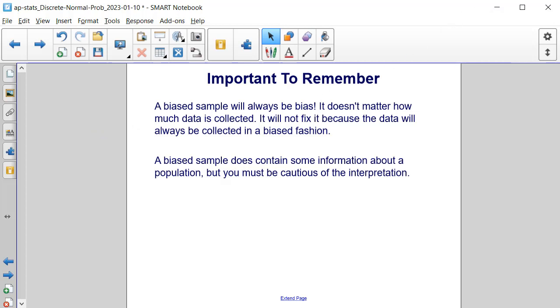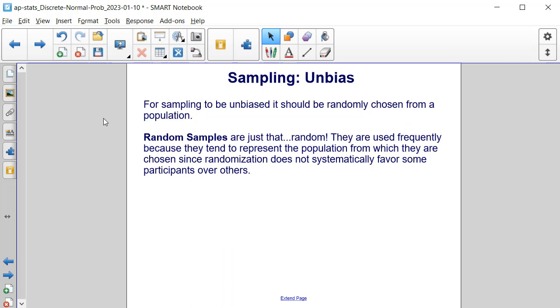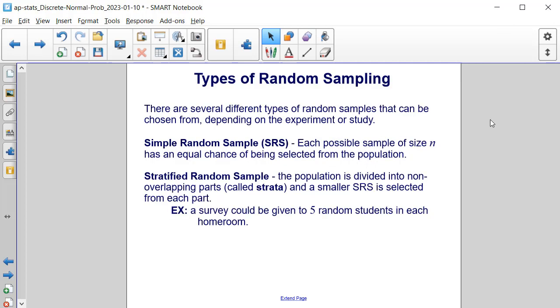For sampling to be unbiased, it should be randomly chosen from a population. Random samples are just that, they're random. They are used frequently because they tend to represent the population chosen, since randomization does not systemize some participants over others. There are several different types of random samples that can be chosen from, depending on the experiment or study.